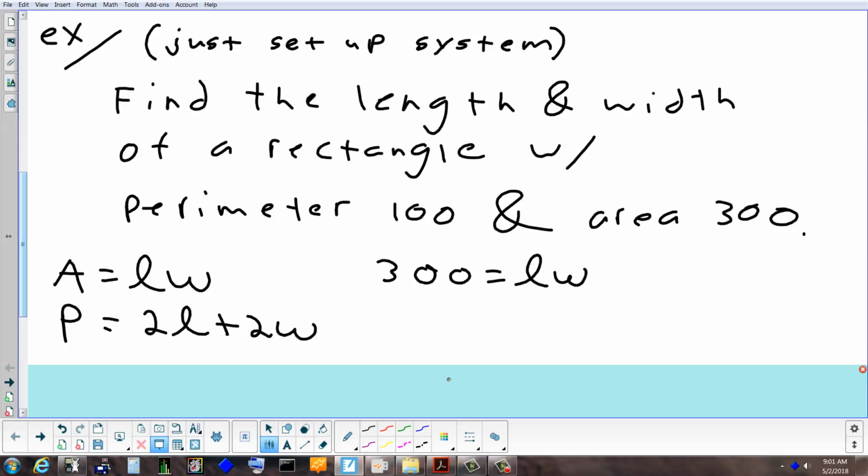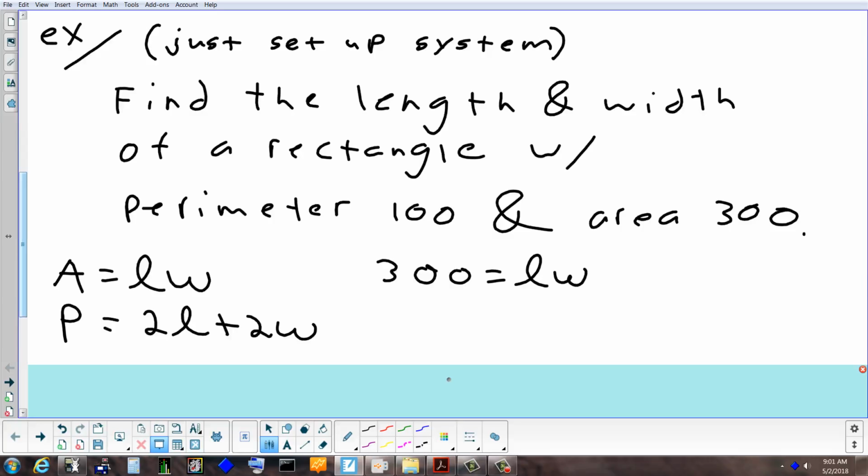And now if that's all you had, that's an infinite number of answers. You have more variables than equations. So 2 numbers that multiply to give me 300: 1 and 300, 2 and 150, 10 and 30. Okay, there's an infinite amount of answers.